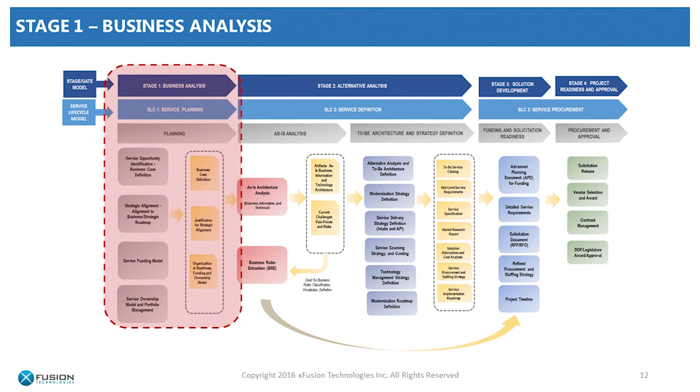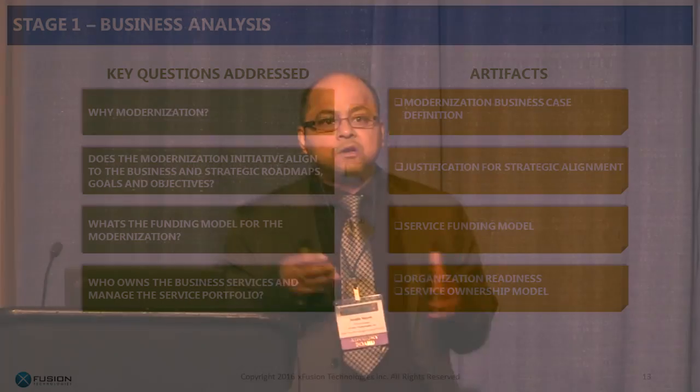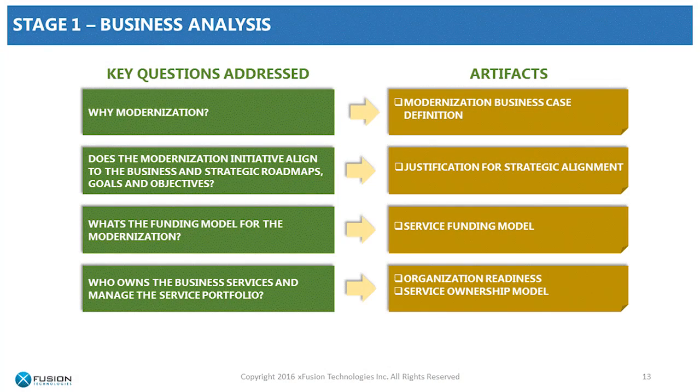The first step is stage one, the business analysis step. In the business analysis step, the key questions addressed are: why are we doing the modernization? That means defining the business case for the modernization. Then, does the modernization initiative align to the business and strategic roadmap, goals and objectives? Is it an ad hoc plan, or is it aligned to the strategic plan? So, the justification for the strategic alignment.